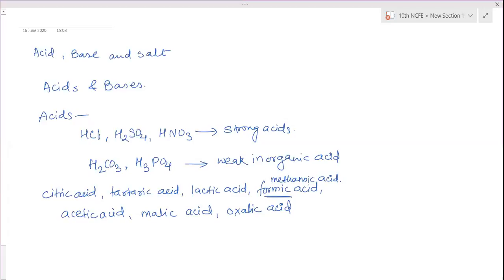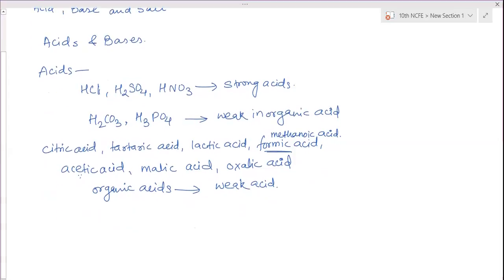So these are all organic acids which are weak acids. Citric acid and acetic acid are mild acids. Their pH value is 2 to 2.4, till 3. So these are weaker mild acids. Okay, so these are acids. When dissolved in water, they dissociate to form H plus ions. So those are called acids.